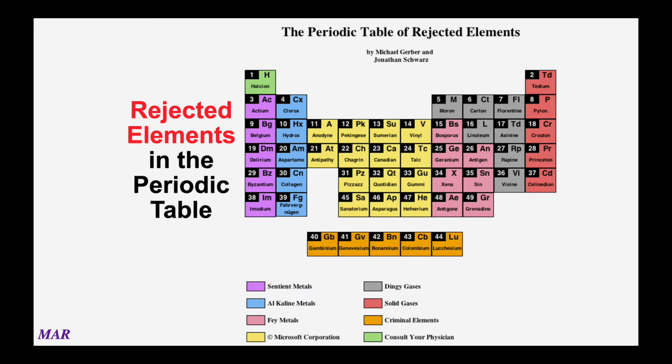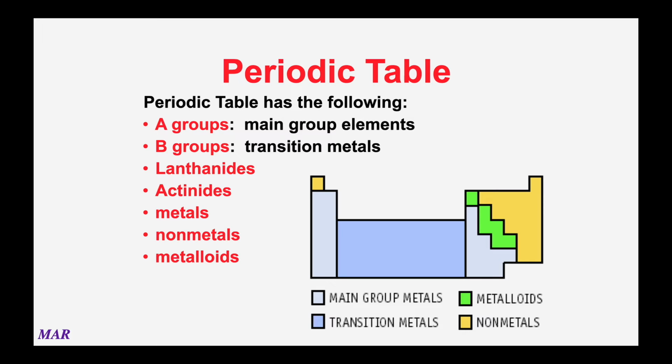Oh, there's also some rejected elements in the periodic tables. Bear with me. Some of these are just totally silly. Here's Clorox, which I won't make any jokes about. Asparagus, which I actually like. You can see that some of them are criminal elements. Some of them are owned by Microsoft. All right, stupid. Just joking. Anyway, sorry. Maybe I'm not sorry. I don't know.